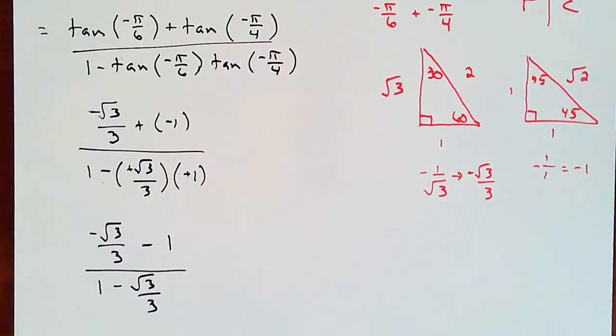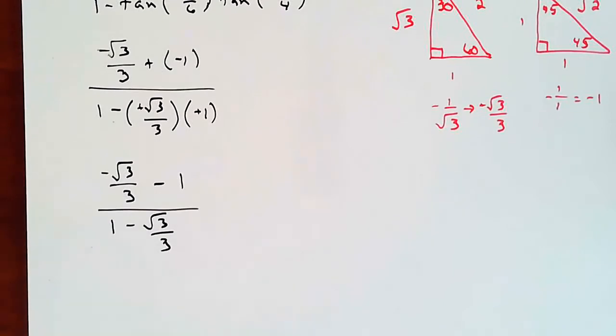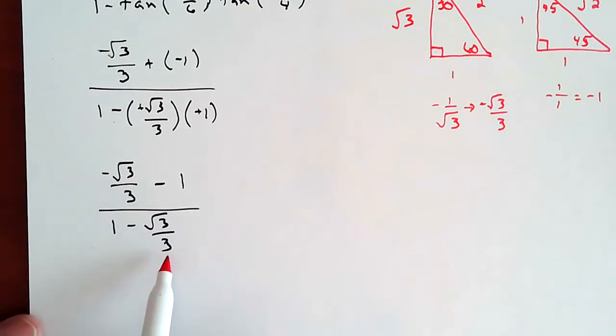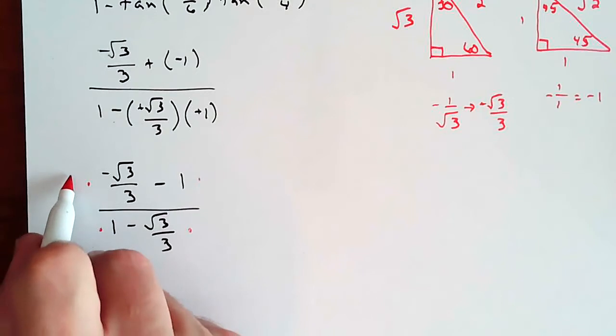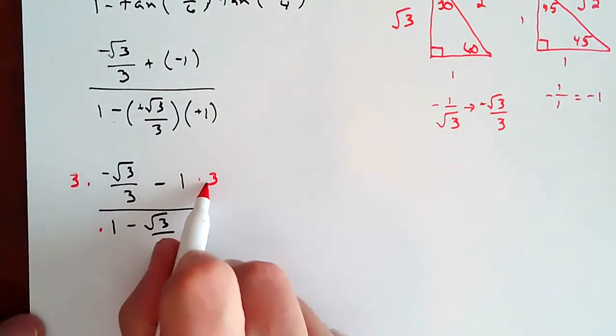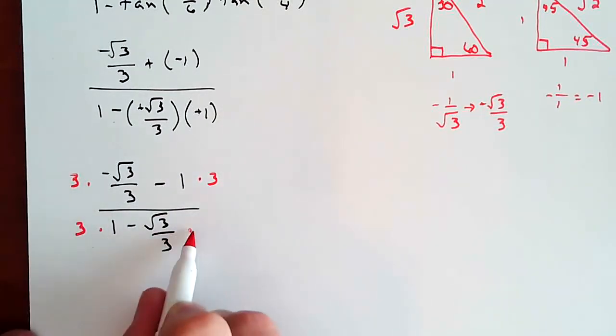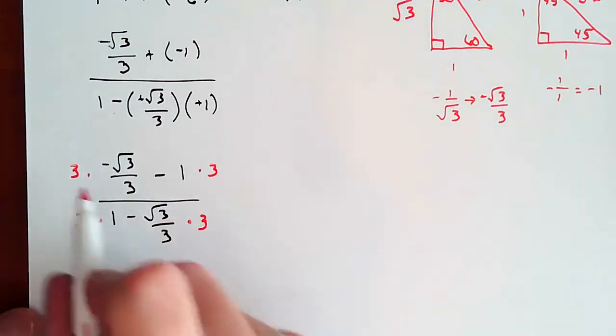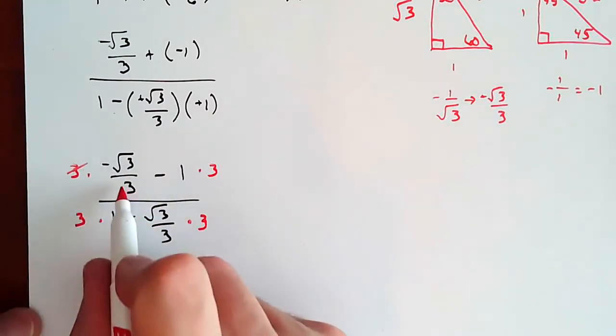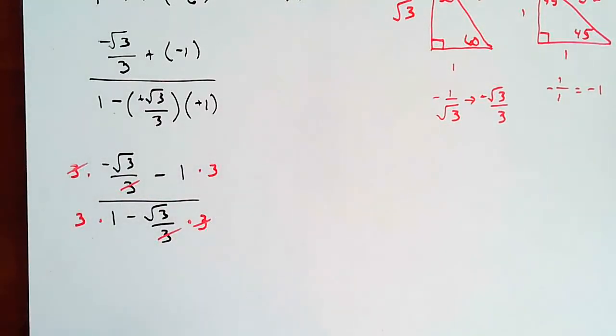Okay, so now the next part of this is I don't want fractions within fractions, and there's a nice slick way to take care of that, and that is find my common denominator, which is 3, and multiply every single piece by 3. Okay, so I'm multiplying the top by 3, and I'm multiplying the bottom by 3. As long as I multiply everything by 3, I'm changing everything proportionally. So that what it does is it cancels those denominators and leaves me with an easier problem to work.